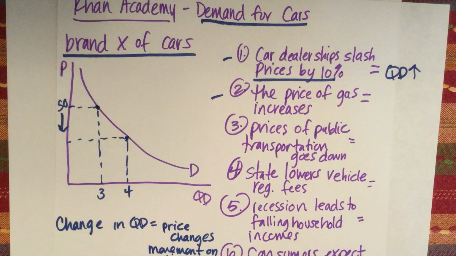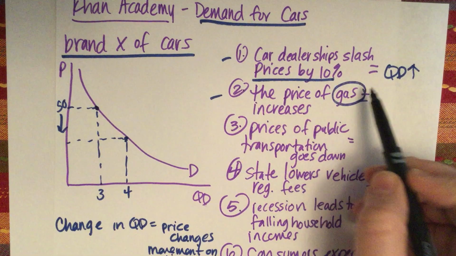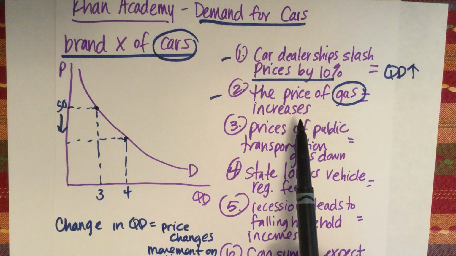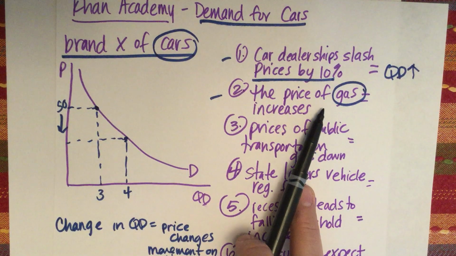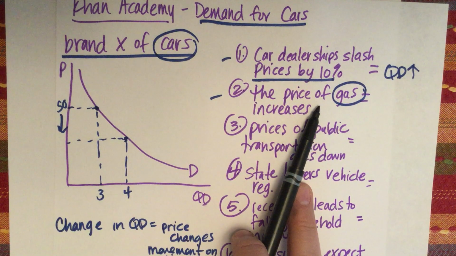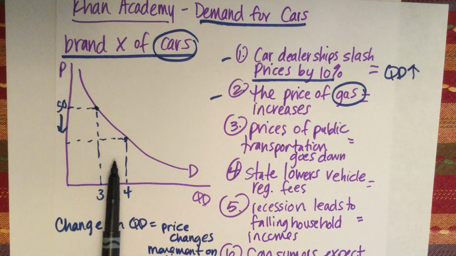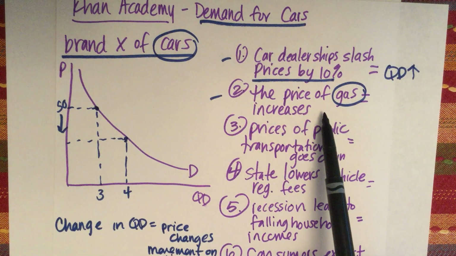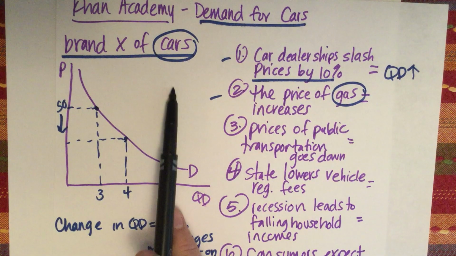The second one, and I think this is where your question was, Ifran, was the price of gas increases. So gas and cars are complements, and also the price of gas is going to affect the amount of income that you have. So if the price of gas goes up, you're going to have to pay more for gas, your income is going to go down. You're not going to have as much disposable income. So it's not that the price of this car is changing, so it's not going to be a movement along the line. If the gas prices are going up, that essentially affects the amount of disposable income that you have to buy cars.